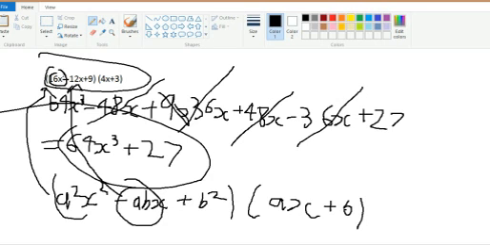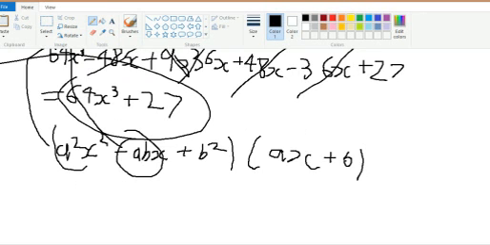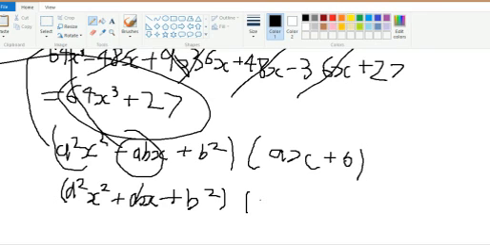So you probably need to memorize this rule because it can be very helpful when you're trying to expand this type of polynomial. I'm going to introduce its sister form really quickly, and that would be a squared x squared plus abx plus b squared multiplied by ax minus b.